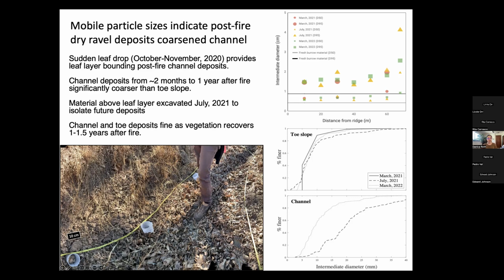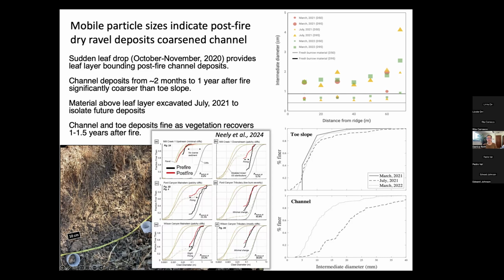So for example, here's data from a recent study by Al Neely, in the San Gabriel Mountains of California. Here they saw a fining of channel deposits at sites with significant dry ravel fluxes. And we could chalk this up to just different sites are different, which I think is often what we think about when sites are very variable. It's hard to get at the details, right?